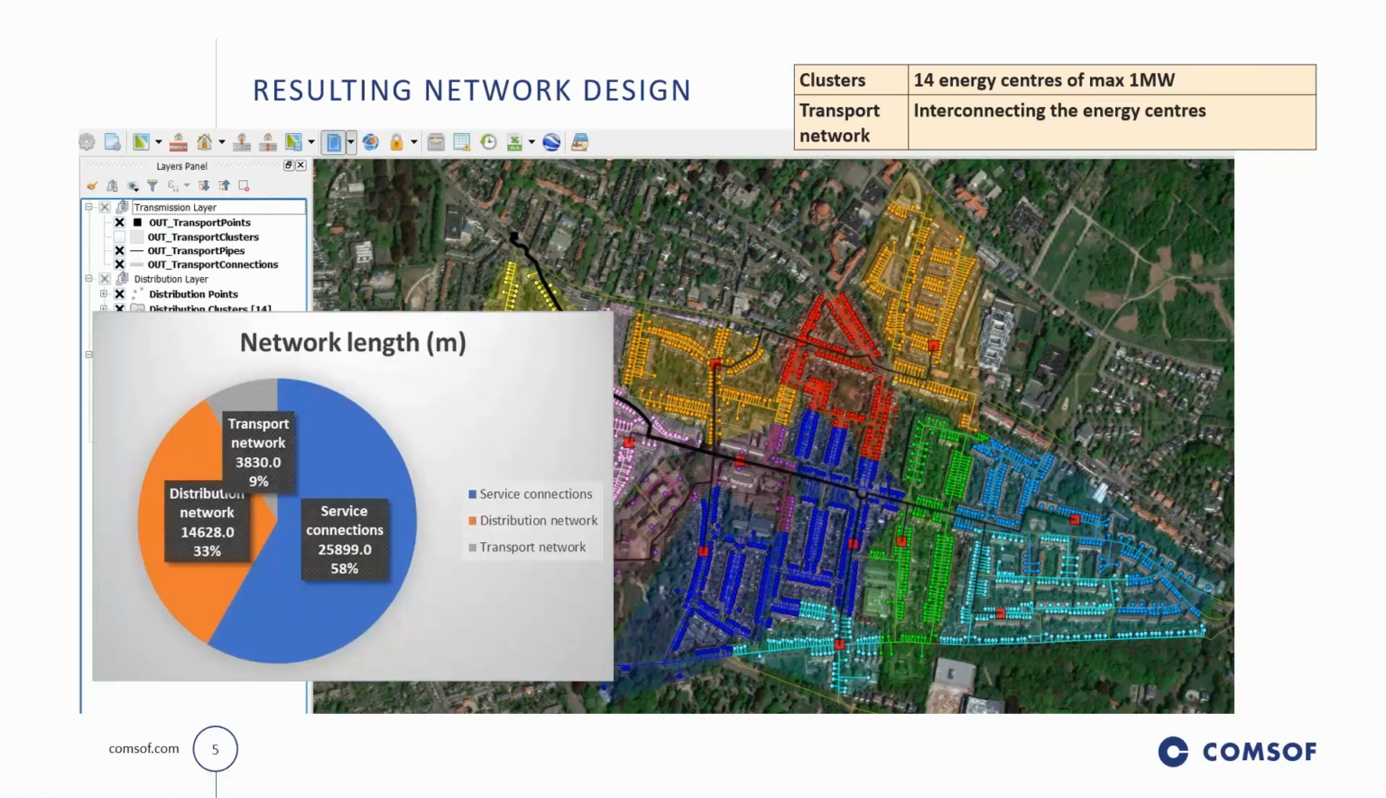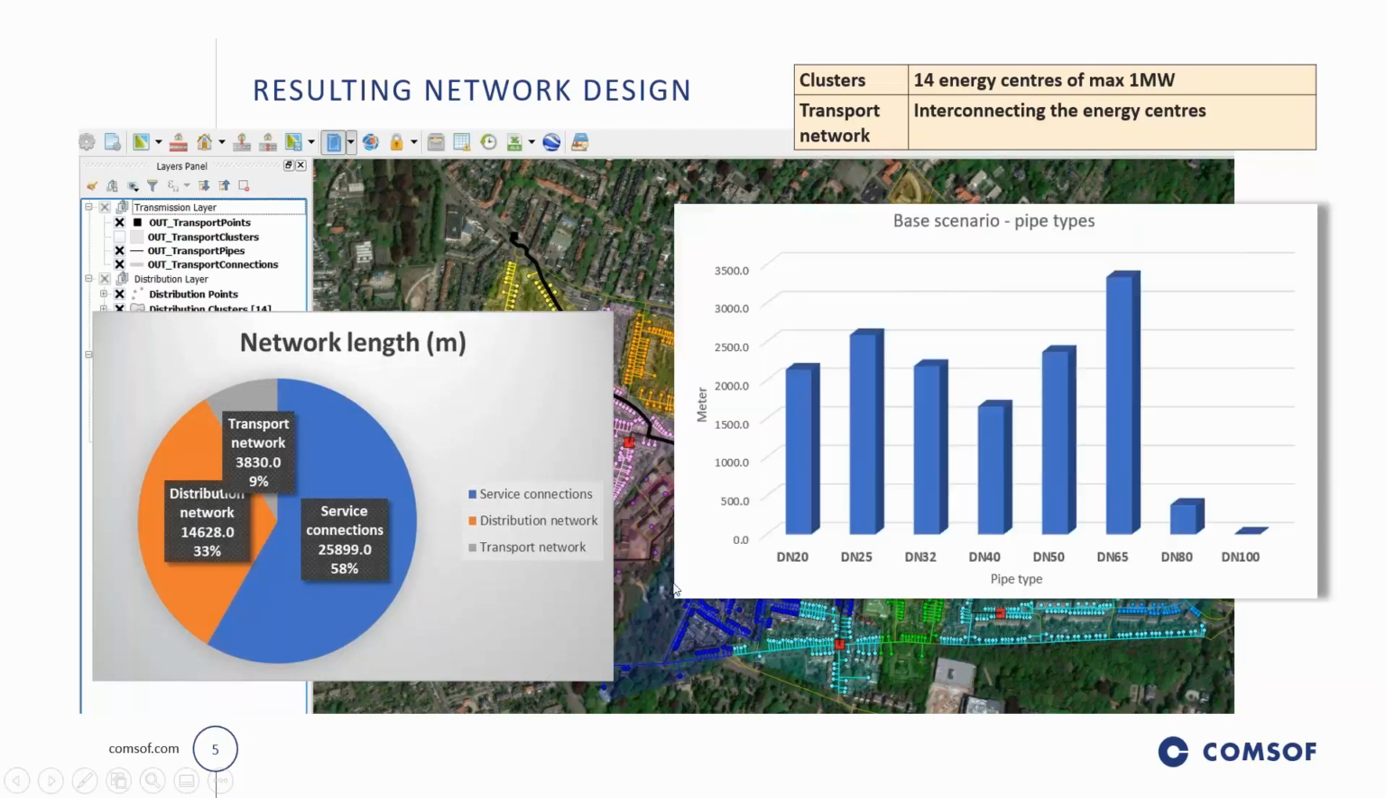What we see here is the ratio of the length of the different pipes. We have the service connections, we have the transport pipeline, the distribution network with the length. Here we see the division or the distribution of the distribution pipes, the different types and the length of each, which come automatically out of the bill of material.